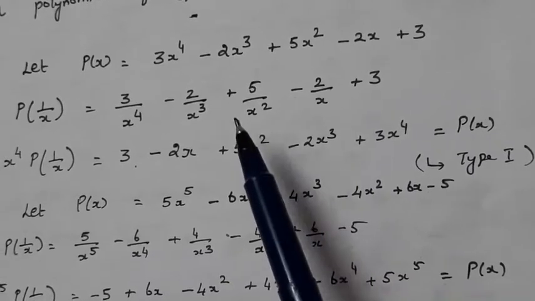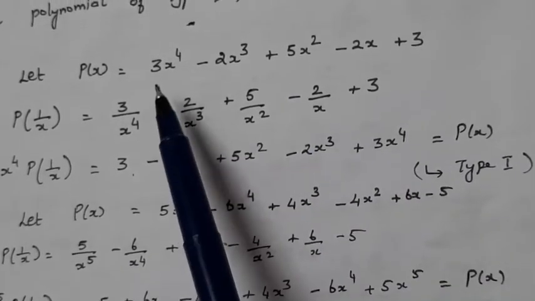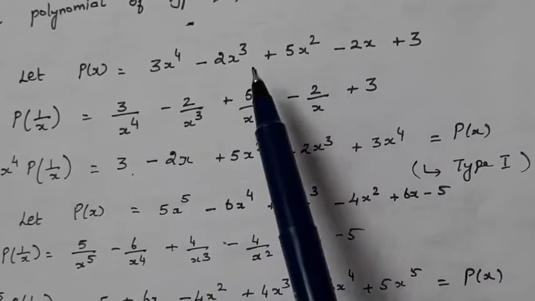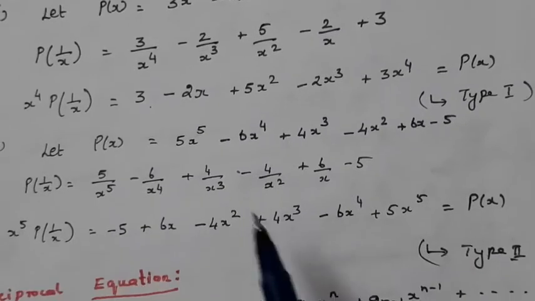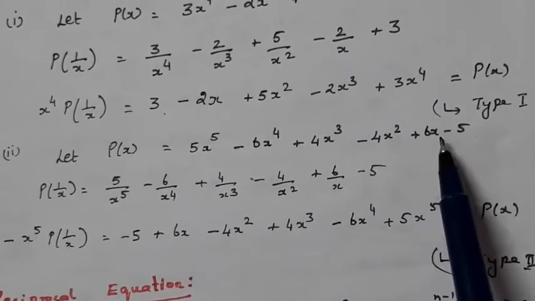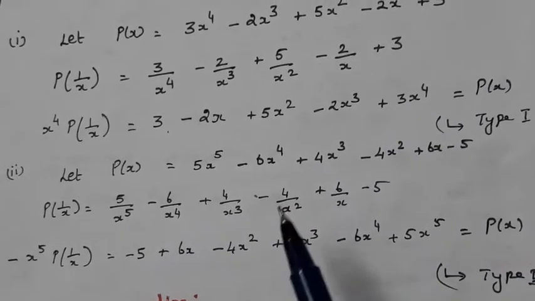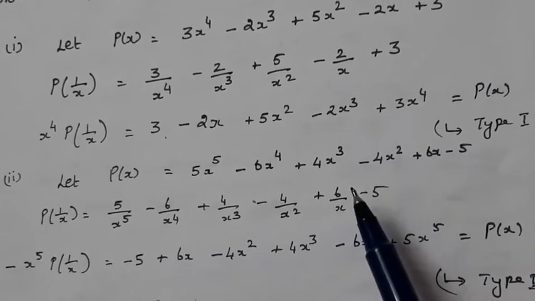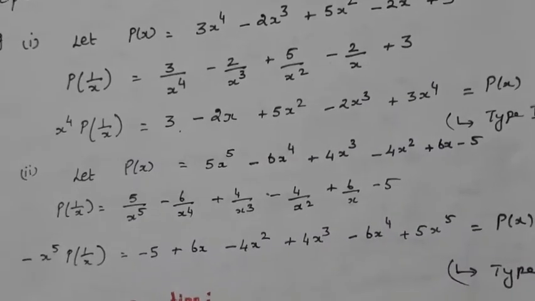So if it is a reciprocal polynomial of type 1, then the coefficients from the end and the beginning will be equal in magnitude. And if it is of type 2, the coefficients from the end and the beginning will be equal in magnitude but opposite in sign, right? So for a reciprocal polynomial, these conditions are true. We are going to use this condition to define the reciprocal equation.